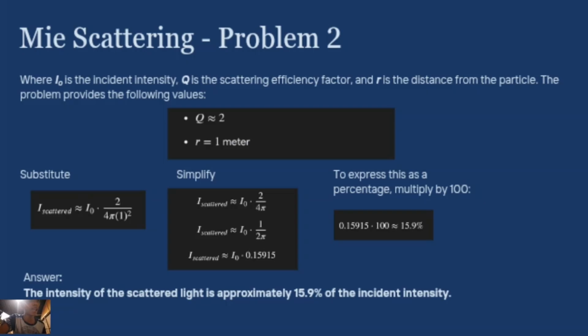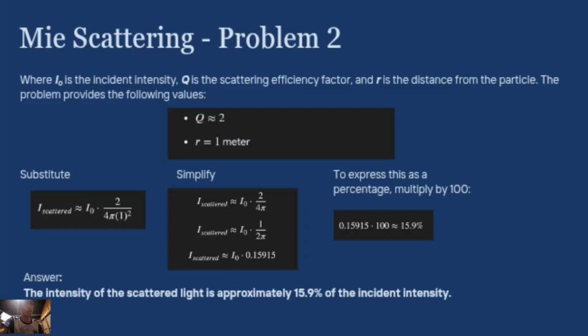Here, I0 is the incident intensity, Q is the scattering efficiency factor, and r is the distance from the particle. The problem provides the following values: Q is approximately 2 and r is 1 meter. We substitute these into the formula and simplify it, and we have the final answer: the scattered light is approximately the incident light times 0.15915, and we express this as a percentage by multiplying by 100.